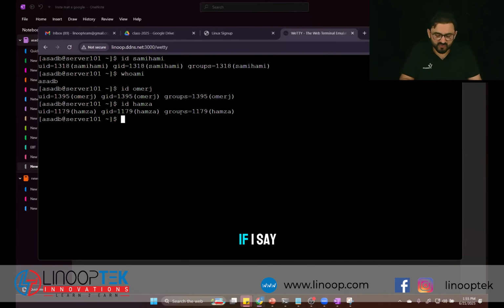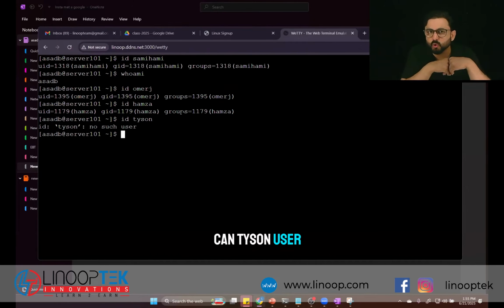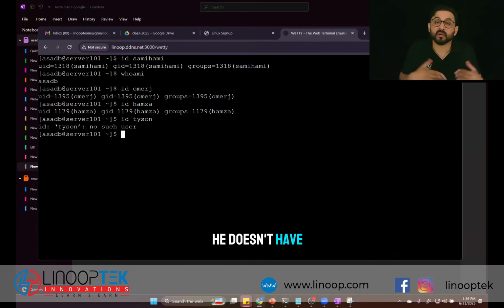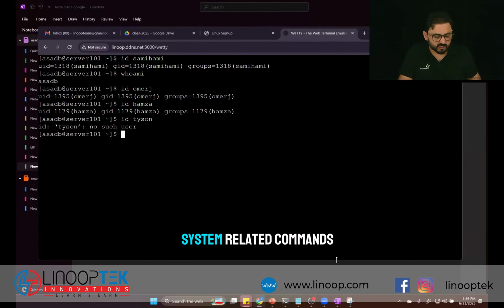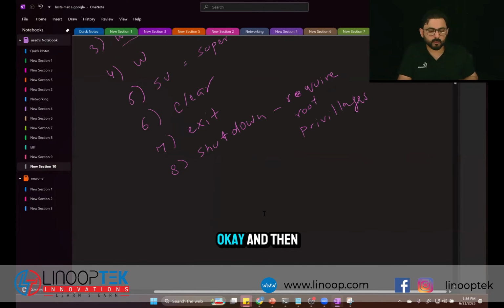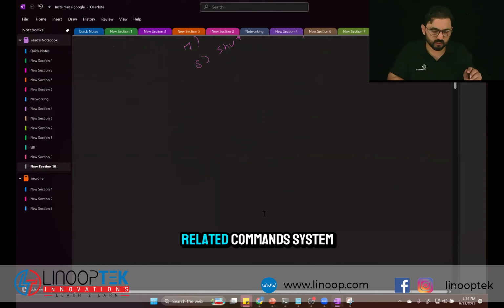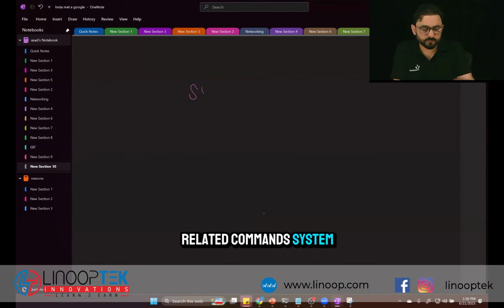Now, if I say ID Tyson, can Tyson user log into this server? Can Tyson user log into this server by the result you see over here? No, Tyson cannot log into the server. He doesn't have an account. Okay, fair enough. Now I'm going to talk about some system related commands, and then we're going to jump into the file system. System commands.